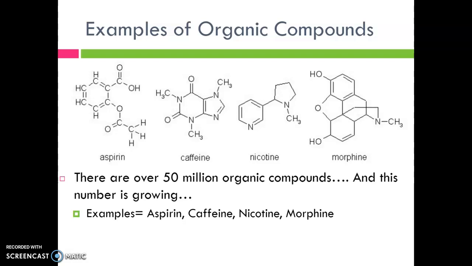Okay, aspirin is a great example. So that is a pain reliever. So if you've taken an aspirin for any kind of pain relief, that is an example of an organic compound. Caffeine. So any of your soft drinks or coffees and teas have caffeine that you've most likely taken in at some point in your lifetime too. Other kinds of molecules like nicotine, that's found in tobacco, and morphine, that's a really powerful pain reliever. Those are also examples of organic compounds.